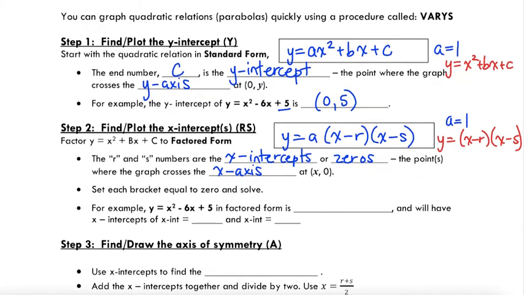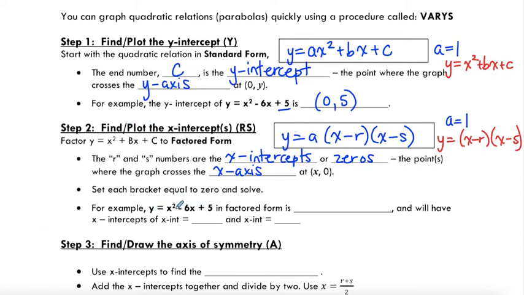So how do we find those zeros? Well, once you have it in factored form, we would set each of these equal to 0, which is why it's called zeros. And then we're going to solve for x. Sometimes you'll have to do it twice, and sometimes you'll only have to do it once.